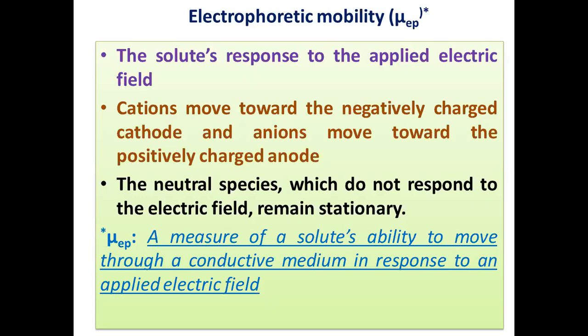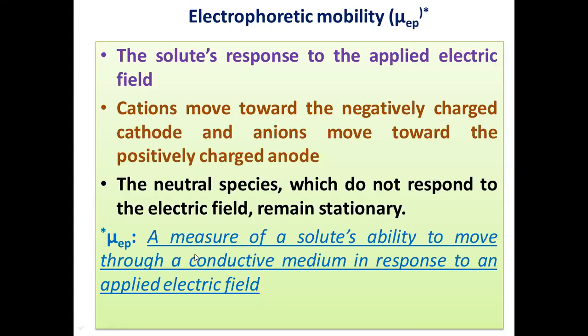The moment you apply the electric field to the capillary tube, cations will start to migrate towards the cathode, which is the negative electrode, and the anions will start to migrate towards the anode, which is the positive electrode. Whereas the neutral species do not show any migration, mobility or movement. So they remain stationary. We cannot make the neutral species move. So we can only expect the movement of cations and anions towards either the cathode or the anode. Therefore, this mobility is called electrophoretic mobility.